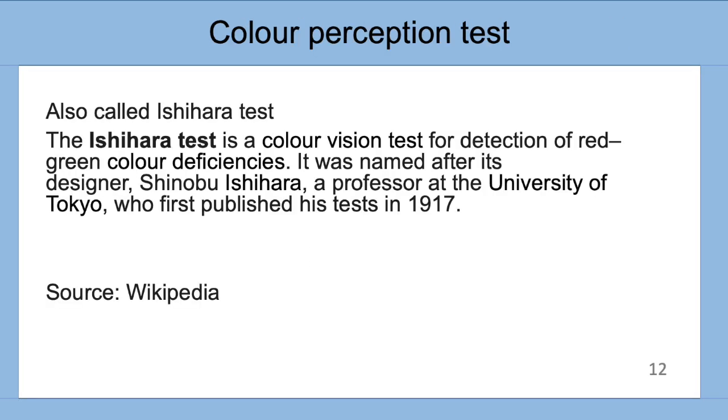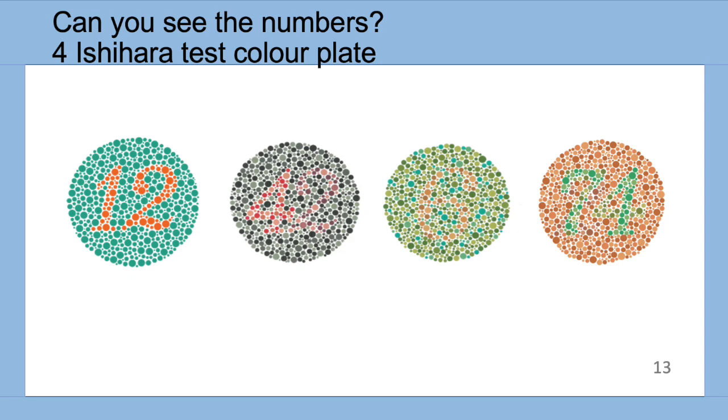Being that, let's do a quick experiment using a color perception test. This is also known as the Ishihara test, which looks for detecting red and green color deficiencies. It was named after its designer, who was a professor at the University of Tokyo and was published in 1917. Can you identify the numbers in each circle? Each circle represents one of 4 Ishihara test color plates.